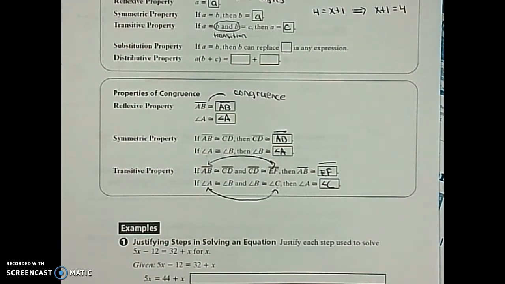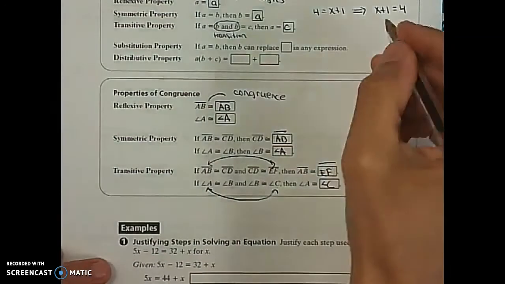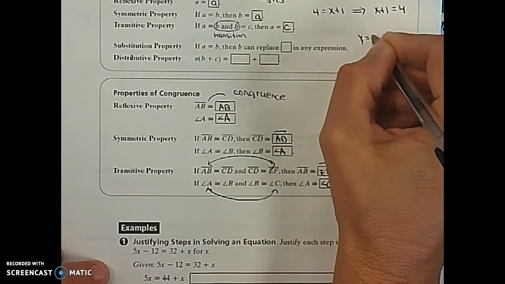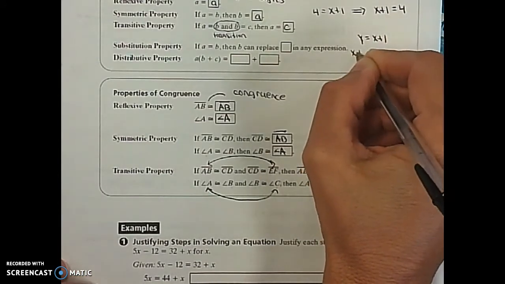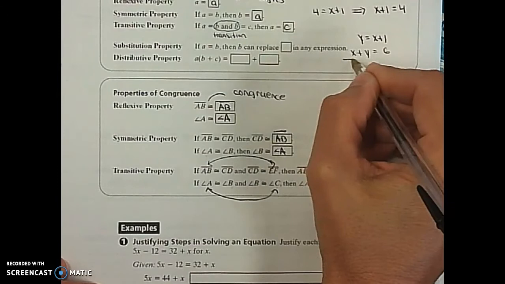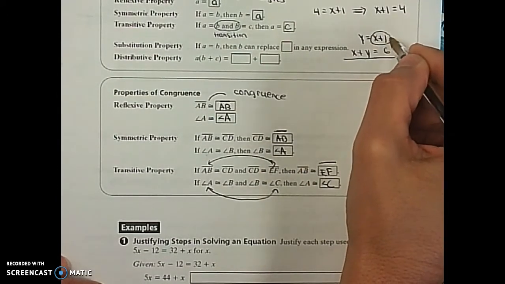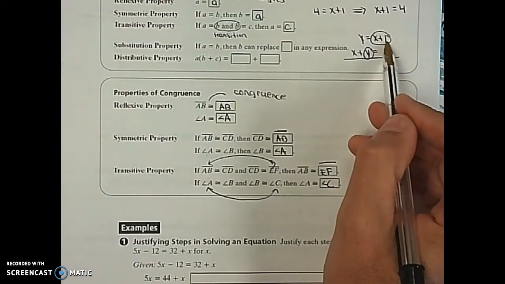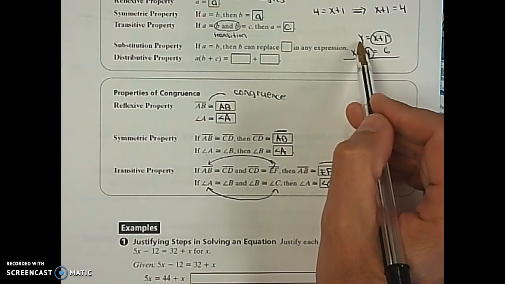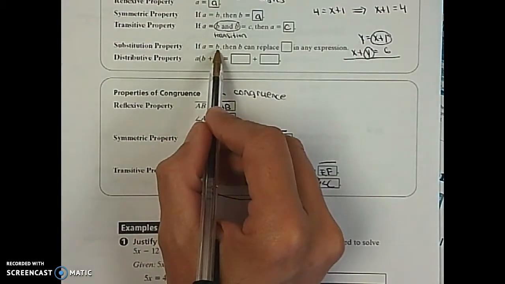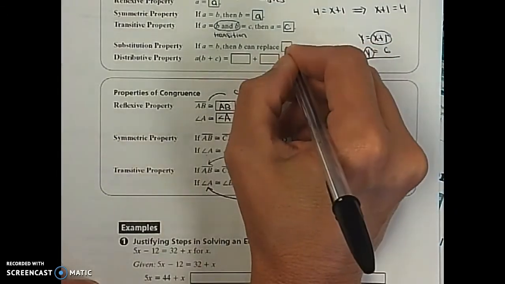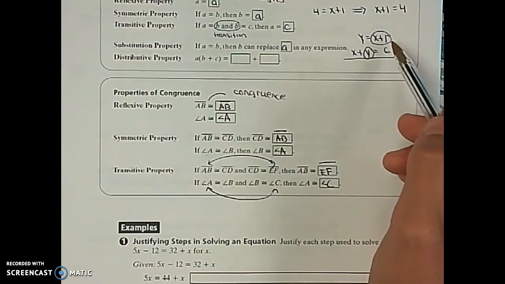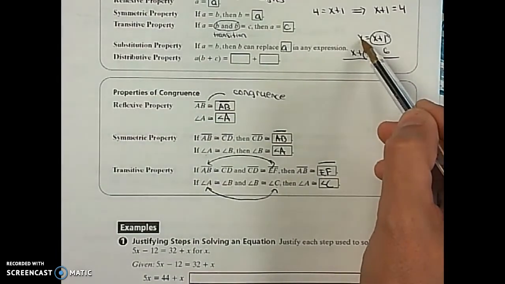Last 2 properties, we have substitution. If you think back in Algebra 1, we used substitution when solving systems by substitution. For example, if you had y equals x plus 1 and then x plus y is equal to 6, we solved this by substitution. We took this piece here and replaced it, and the reason we're allowed to do that is because x plus 1 is equal to y. So if A is equal to B, then B can replace A in any expression, just like x plus 1 could replace y in any expression.